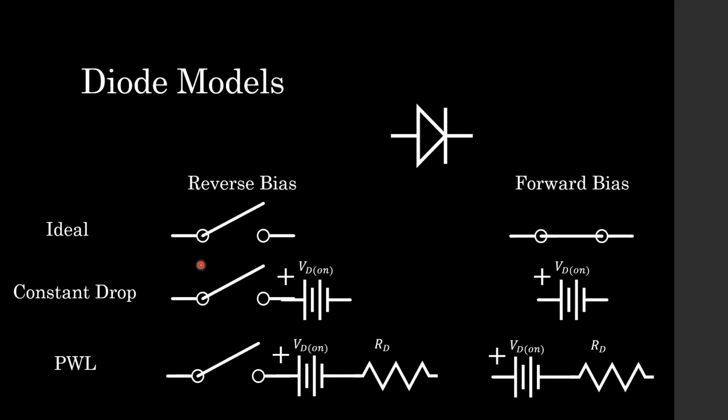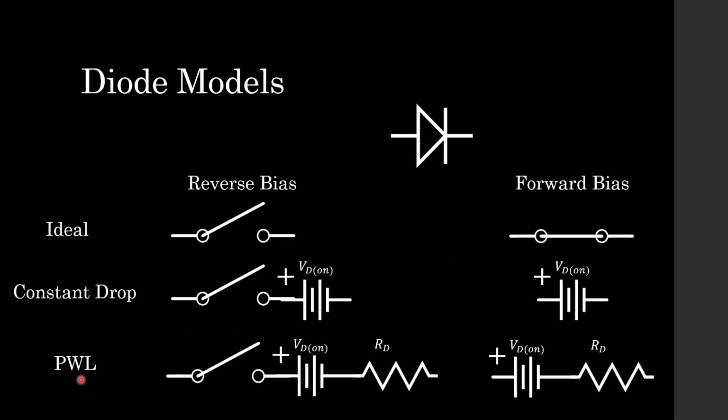If the diode is forward biased, then ideally it looks like a closed switch. If we were to model our diode using the constant drop model, then when reverse biased we model it as an open switch in series with a source, which has the potential of the diode on voltage. And if the diode is forward biased using the constant drop method, we simply model our diode as a source or a battery with a voltage equal to the diode on voltage.